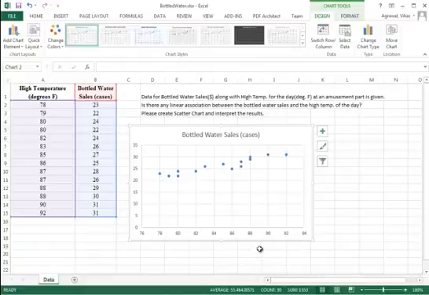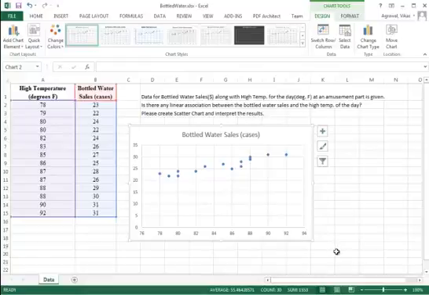Now a scatter chart shows the linear association between two variables. So if there is any non-linear relationship, this measurement will not work. It only works for the linear relationship, and we do see the linear relationship here. Looks like a linear, means a straight line. Looks like when the temperature goes up, you tend to sell more bottled water cases.